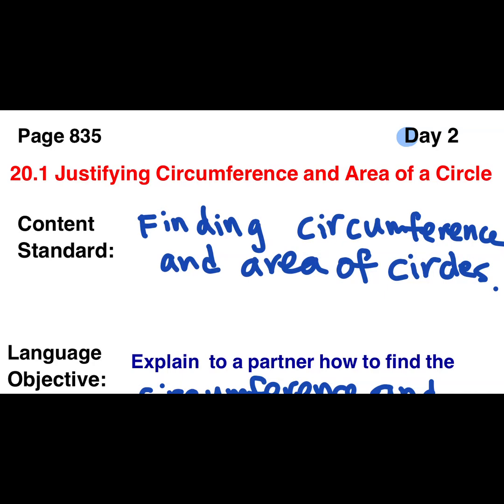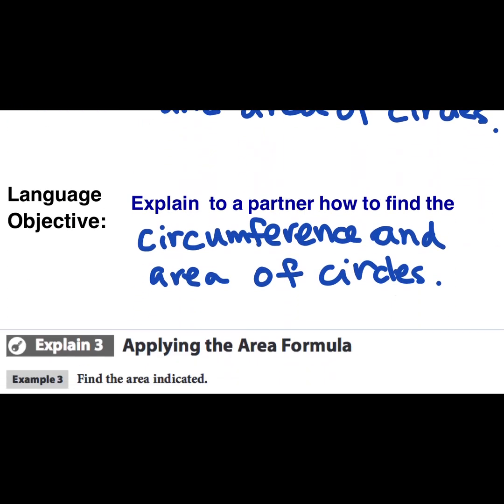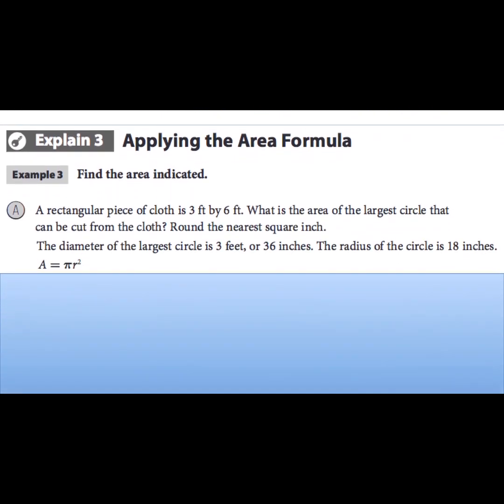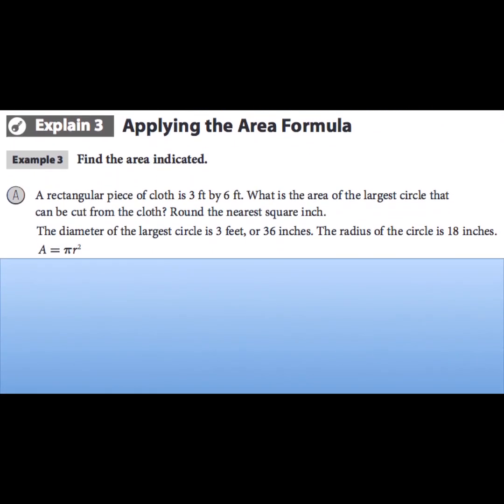Hello everyone, today we're going to continue 20.1, day 2, and we will be finishing the lesson today. We will continue to find the circumference and area of circles, more on finding area though. So let's take a look at the very first example, applying the area formula.